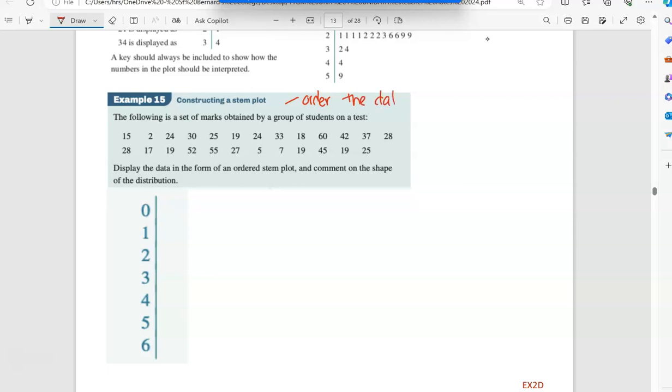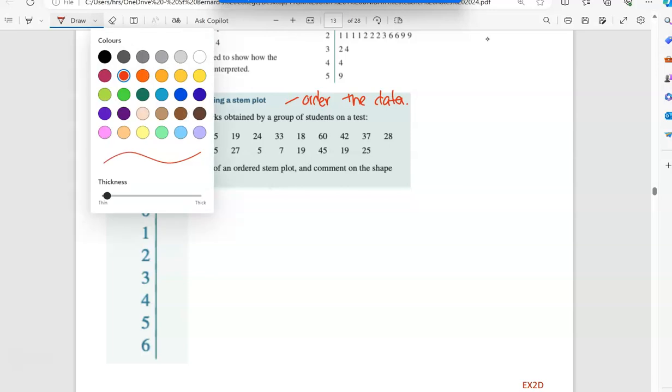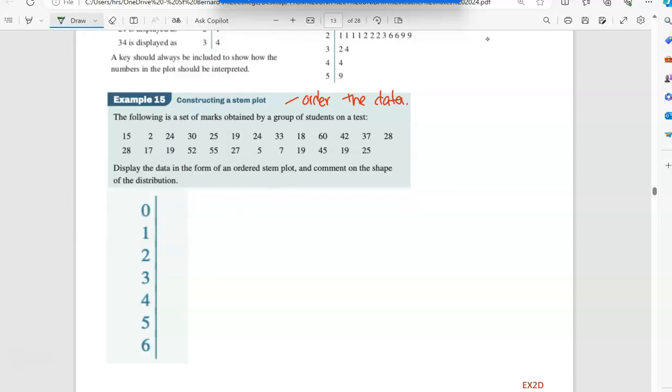Okay, now, obviously, I'd have to go through all the numbers. So if I look for the small numbers, this is going to be all the numbers that are under 10. So I've got 2, 5, and 7. Now, they have to be in order from smallest to largest. So 2 would go first, then 5, then 7.